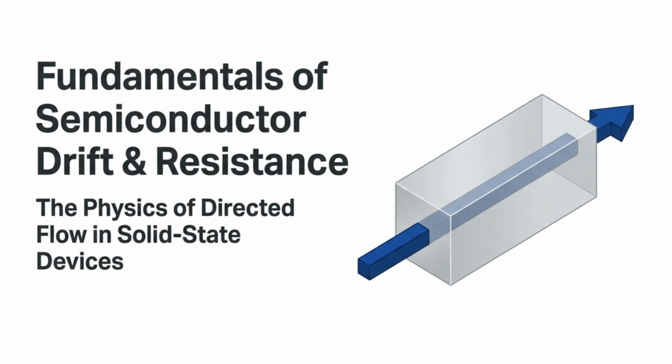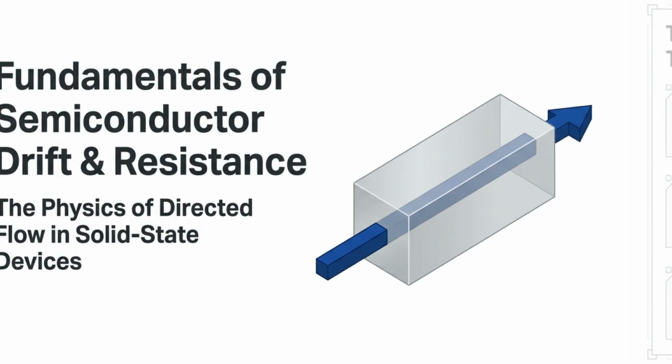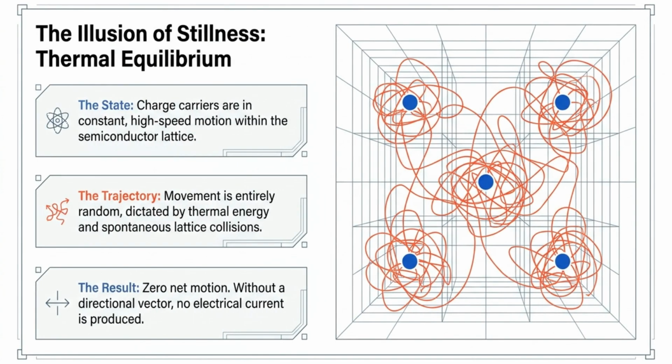Welcome to this video on the fundamentals of semiconductor drift and resistance. We'll explore the physics of directed charge flow in solid-state devices. In thermal equilibrium, charge carriers are in constant, high-speed, random motion. This results in zero net movement and no electrical current.